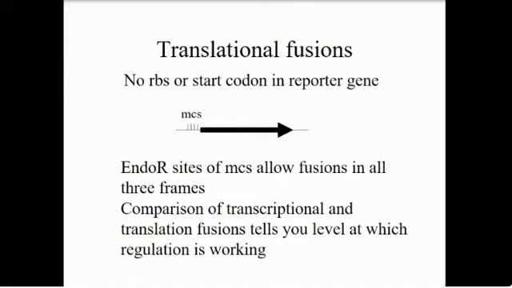Right. So that was just getting you to think about transcriptional fusions. Translational fusions are very, very similar, except that instead of having a ribosome binding site and a start codon at the beginning of the gene, you just take the open reading frame minus its translational signals. So you don't have a ribosome binding site, you don't have a start codon. You rely on fusion to the system that you're investigating to create those signals.